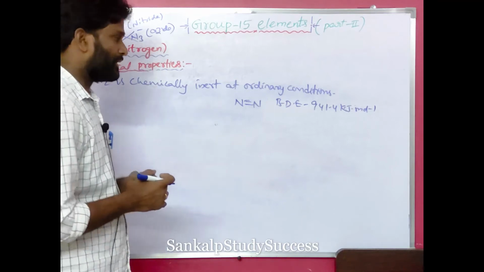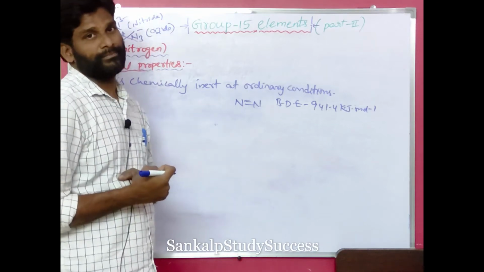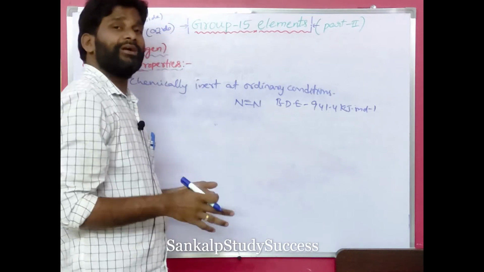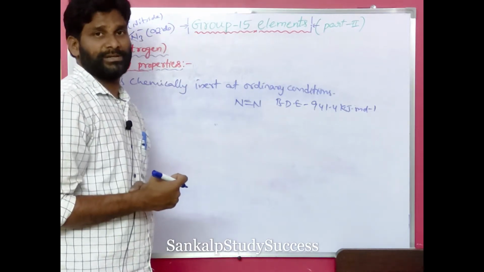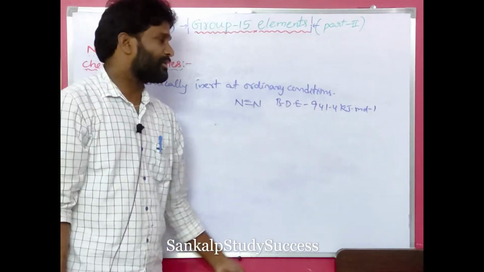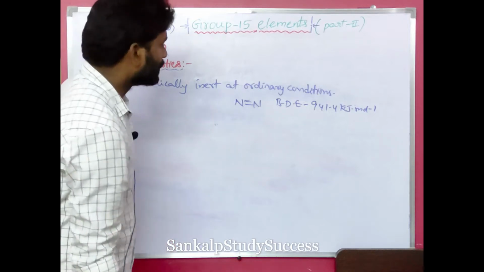Our air contains 78% of nitrogen. A large amount of nitrogen is present in air, but it cannot react with any other substance because its bond dissociation energy is very high: 941.4 kilojoule per mole.